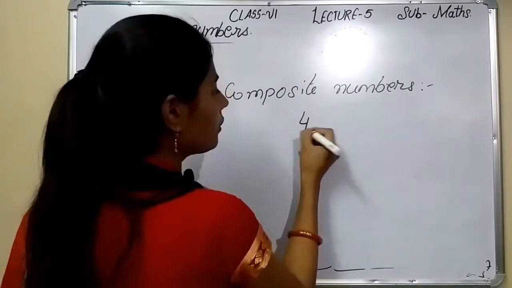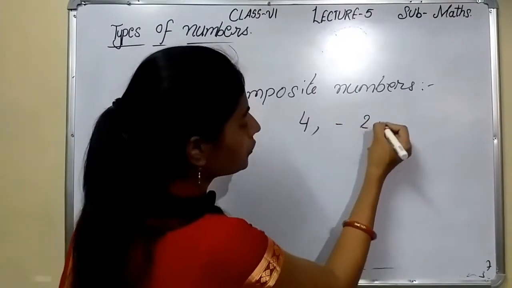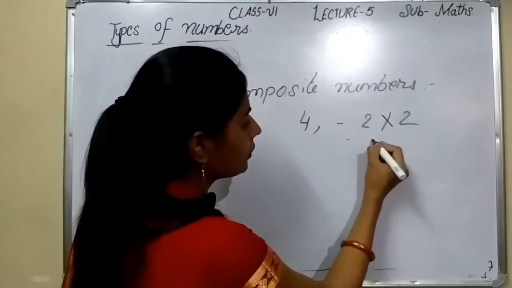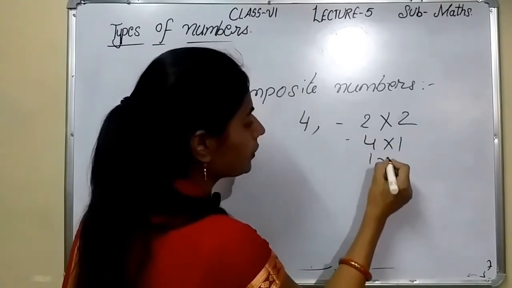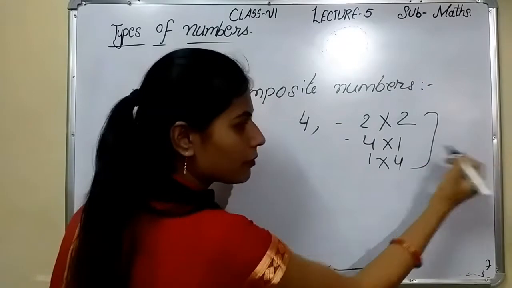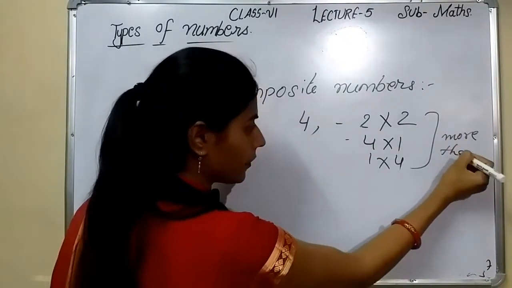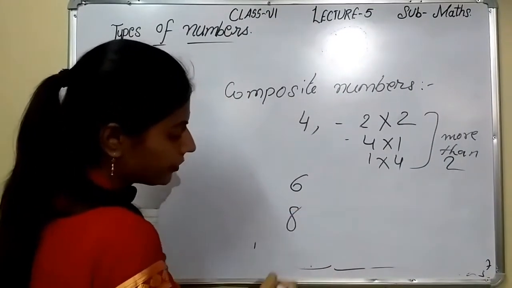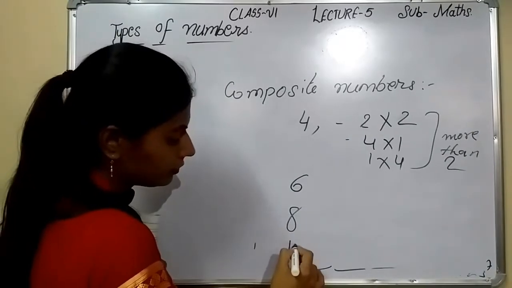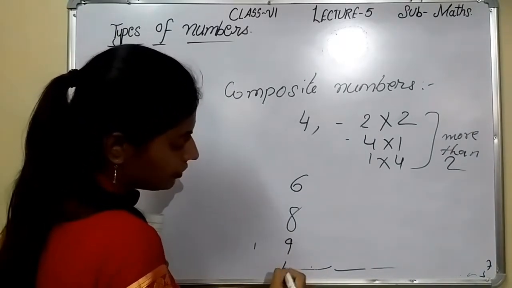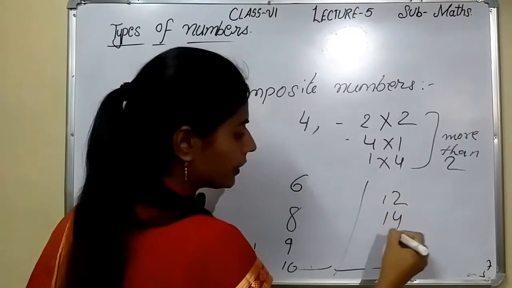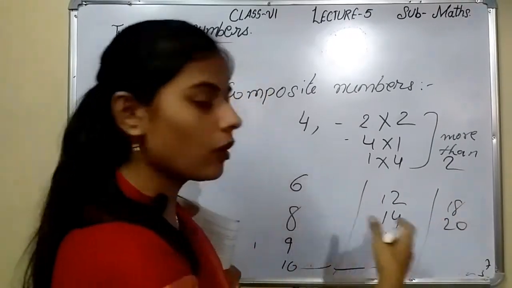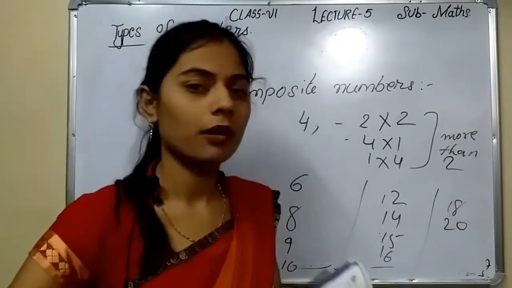See, like 4 has 2 into 2, that is 4, 4 into 1, 1 into 4. It has 3 factors, meaning more than 2, so it is a composite number. 6 is there, 8, 11, no, 11 is not there, 9, 10, 12, 14, 15, 16, 18, 20. These all have more than two factors. These are called composite numbers.